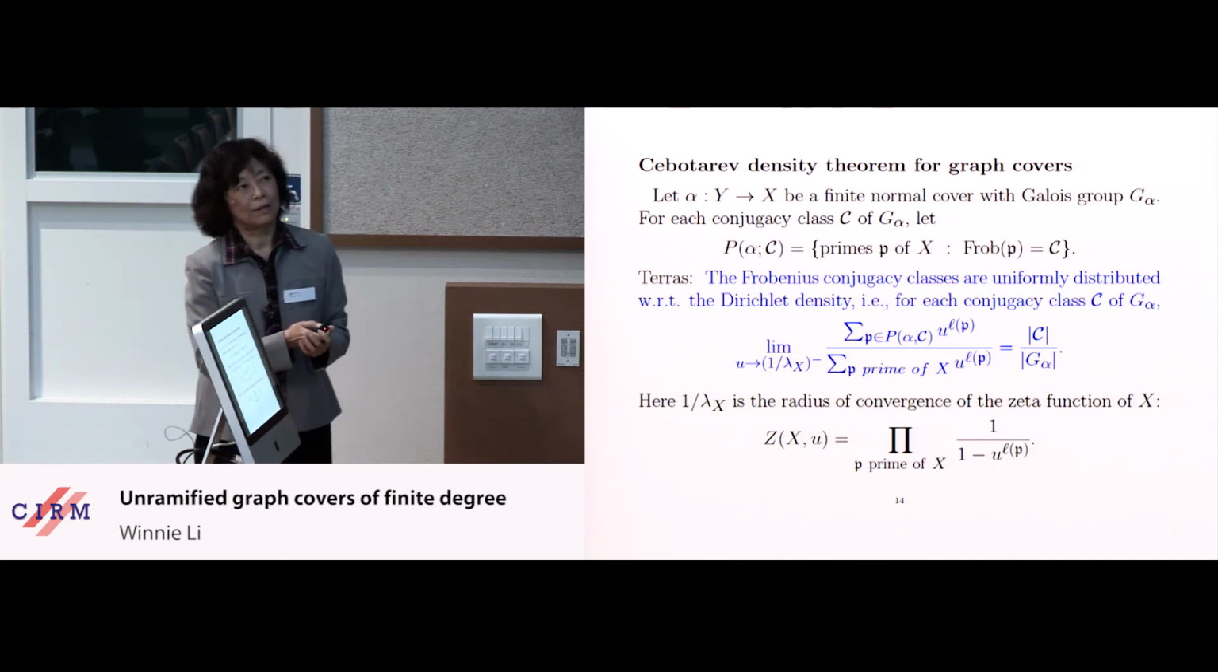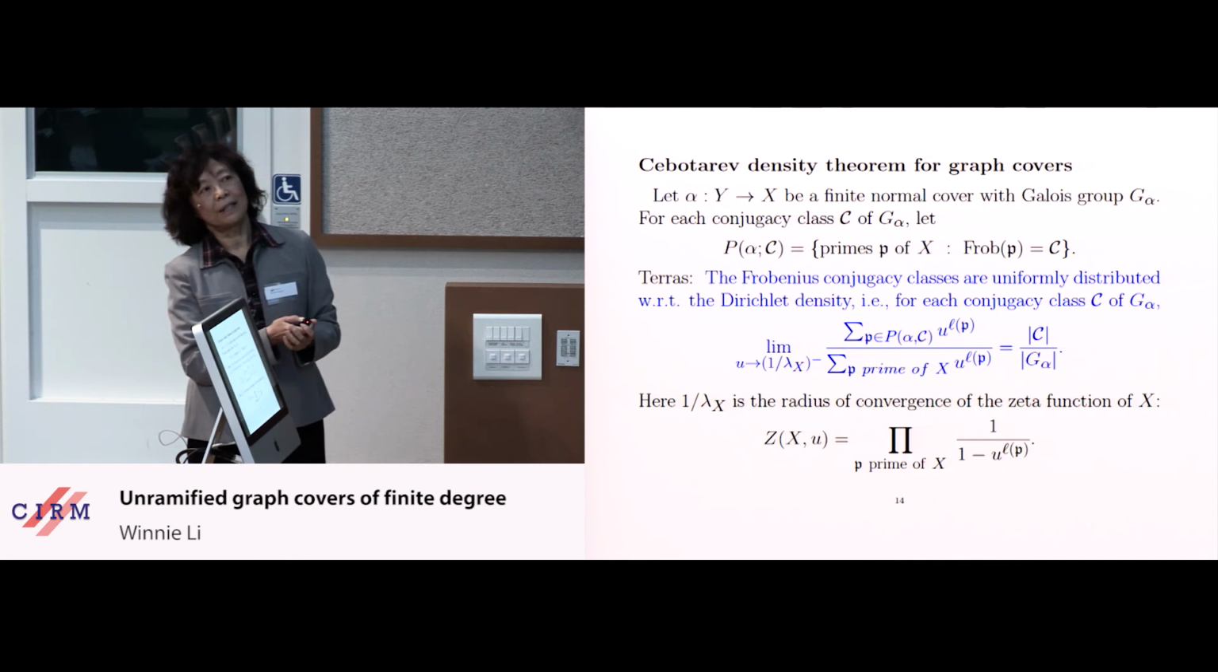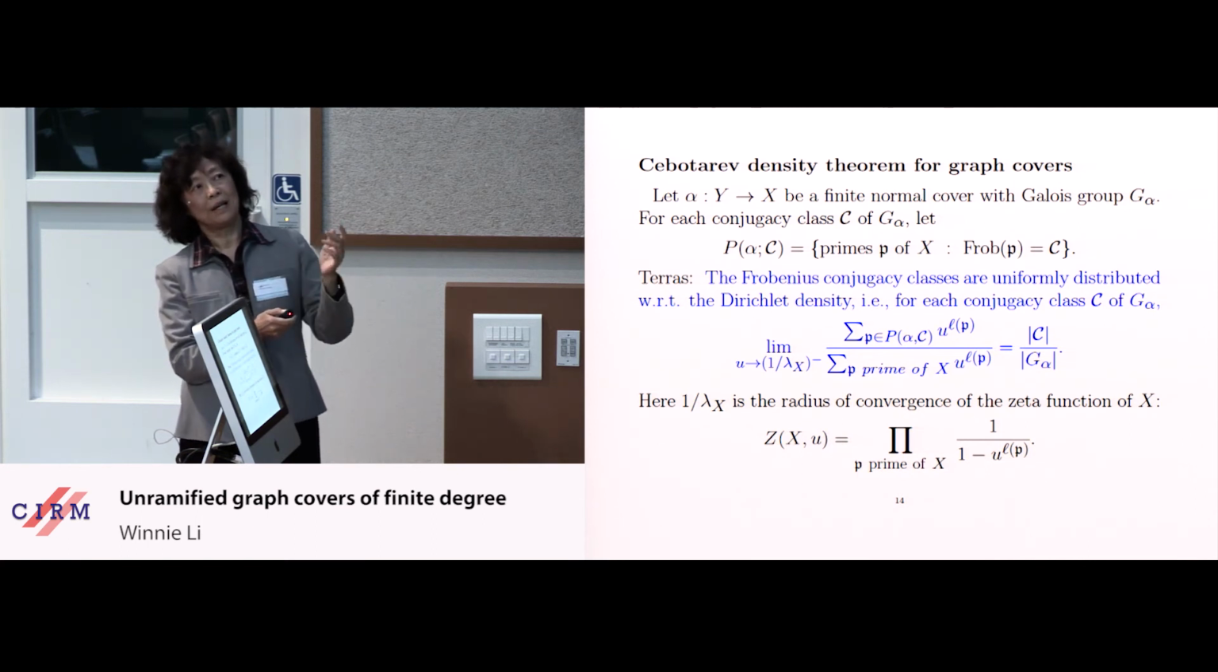If I take a log of this zeta function, then the dominating term is precisely the summation of u to the length of the prime, for the primes p inside X. The Dirichlet density is the quotient where the numerator is the sum of u to the length of the prime over the primes in the given set, and the denominator is over all primes. Then you take the limit as u approaches the first pole from the left-hand side, and that ratio is equal to the size of C over the size of the Galois group.